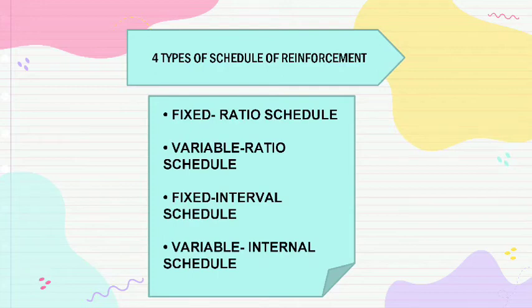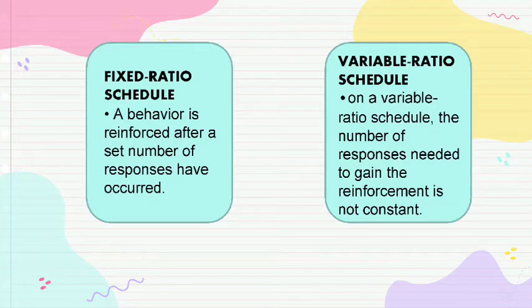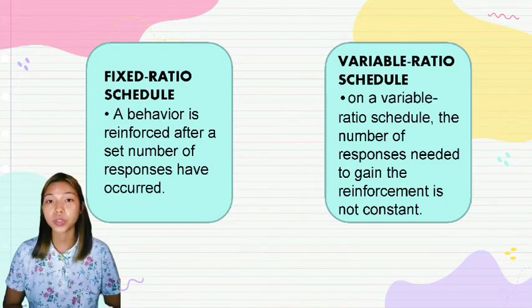There are 4 types of schedule of reinforcement. First, fixed ratio schedule. Second, variable ratio schedule. Third, fixed interval schedule. And lastly, variable interval schedule. Fixed ratio schedule is when a behavior is reinforced after a set number of responses have occurred. For example, a student may be given a Kit Kat chocolate bar for every 10 mathematical problems solved.